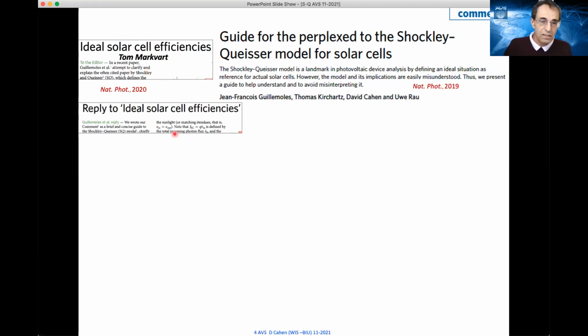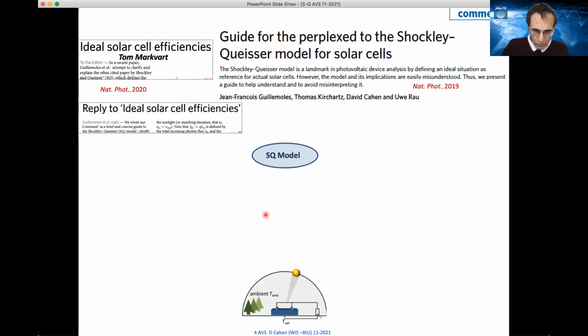But yes, there are different ways to look at the efficiency of solar cells, and I'll give you some. So some of the comments are definitely taken into account in this lecture. So we have the Shockley-Queisser model. Here's a nice picture of what it is trying to tell you.